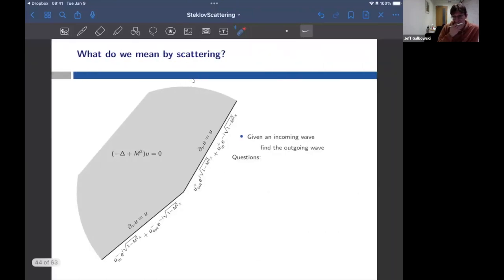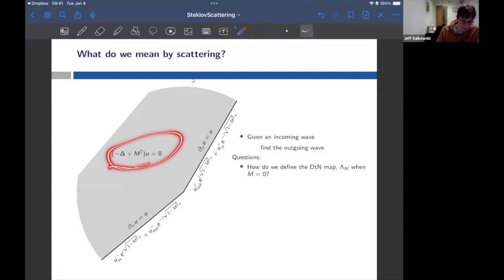Now, there are a number of questions you might be asking yourself. First of all, in order to do this, I need to define the Dirichlet-Neumann map when m is 0, or at least when m is small. When m is positive, the Dirichlet problem on this infinite wedge is well posed. This is a nice coercive quadratic form. Everything is wonderful. It controls the H1 norm, and so you can solve the problem. But when m is 0, this is no longer the case.